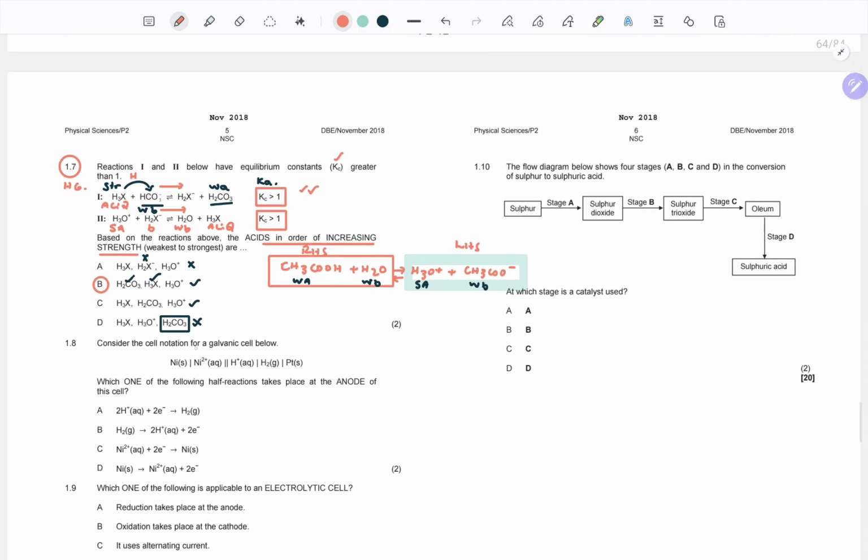Now consider the cell notation for a galvanic cell below. Now a galvanic cell means spontaneous reactions. Right, so it's nickel going to nickel ions. So this is the anode half of the cell. And of course, this is going to be the cathode, because we're seeing reduction of hydrogen ions into hydrogen gas. And of course, what is the role of platinum here? Platinum is an electrode.